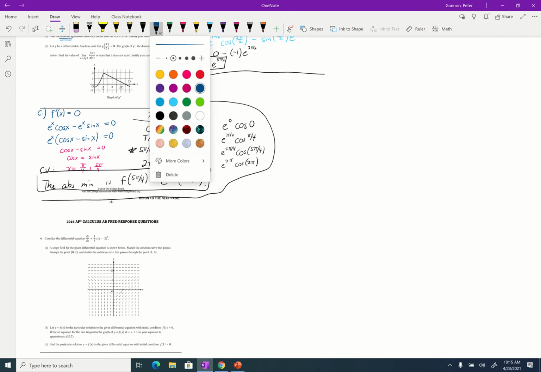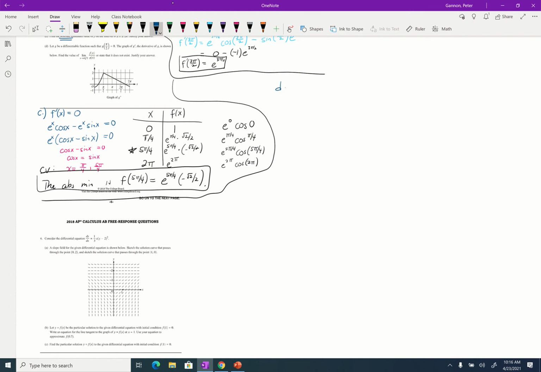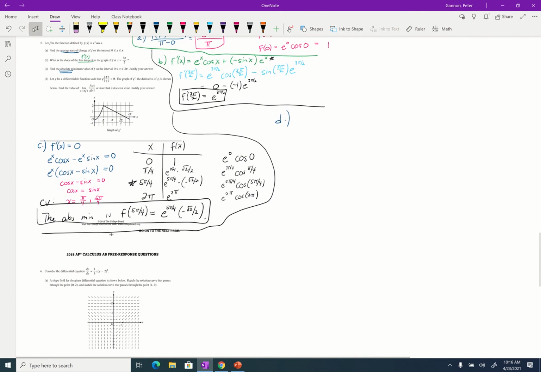All right, and if we move on and take a look at part D, let's see what part D says. It says, let g be a differentiable function such that g of pi over 2 equals 0, the graph of g prime, which is the derivative of g, is shown. Find the value of the limit as x approaches pi over 2 of f of x over g of x, or state that it doesn't exist.